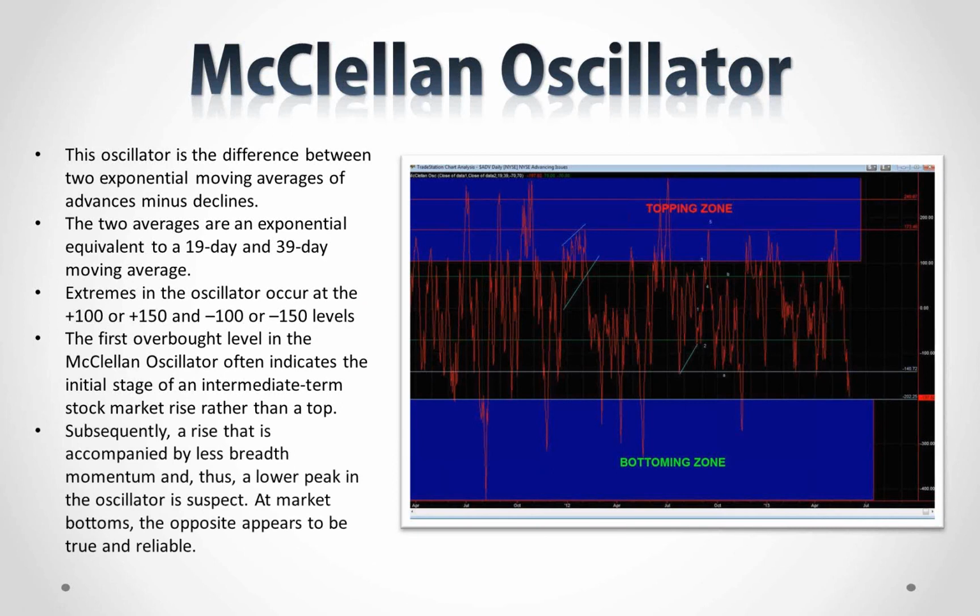Subsequently, a rise that is accompanied by less breadth, momentum, and thus a lower peak in the oscillator is suspect. So in the topping zone, you can see divergence that will signal a possible top, though not always 100% accurate. So for example, this peak right here probably provided a closer turning point than this one because there's divergence here. So price is probably making a higher high while there was a divergence in the McClellan oscillator. As you can see, it's not always going to be the case. Looks like there was some divergence here.